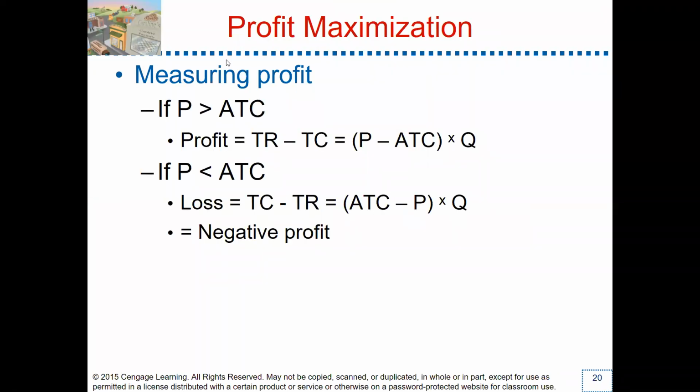So measuring the profit: if P is more than average total cost, you will earn profit. It will bring you total revenue higher than total cost, or you can calculate it as price minus ATC times Q, and you will find the profit itself. If P is less than ATC, like price is less than average total cost, you will get a loss, where total cost minus total revenue, which means that total cost will be higher than total revenue, or equally, average total cost minus price times quantity will give you a negative profit.